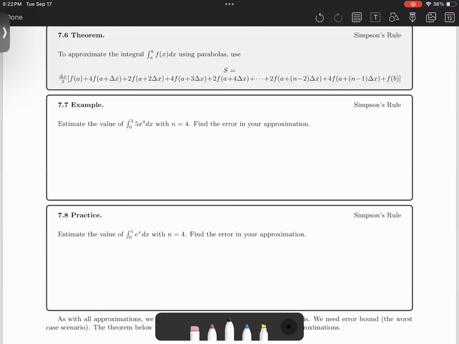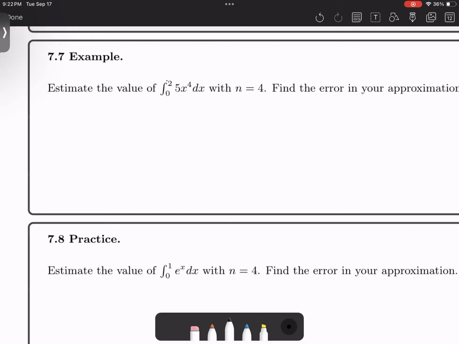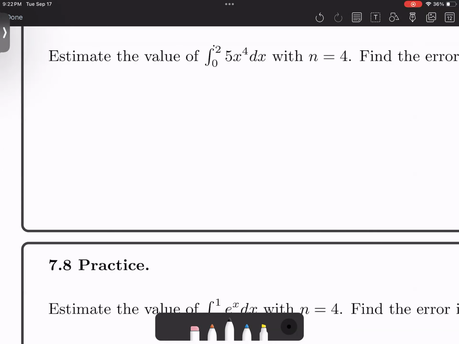Example 7.7 is going to see us approximating a definite integral using Simpson's rule. So let's have a quick review of everything that we've seen so far. We've approximated functions with rectangles, or rather we've approximated functions with constants. That's the constant, the height of that rectangle there. And then the area underneath that function is approximated by the area of the rectangle. That's a Riemann sum. We've also seen functions approximated with trapezoids.